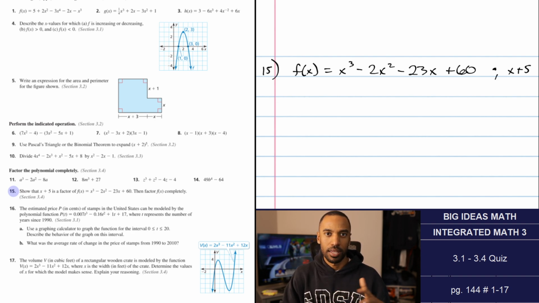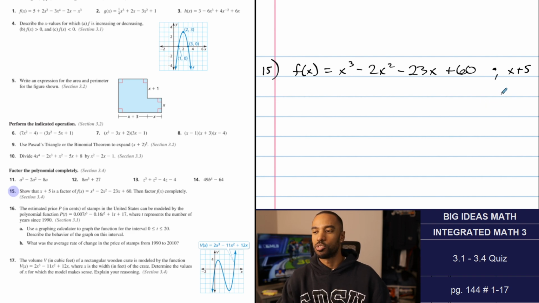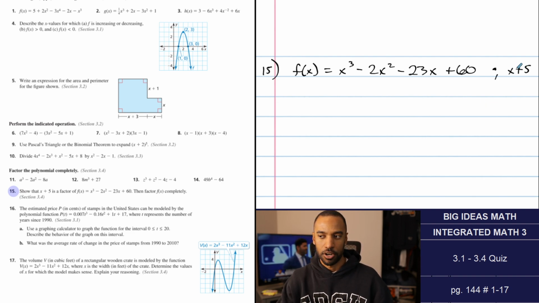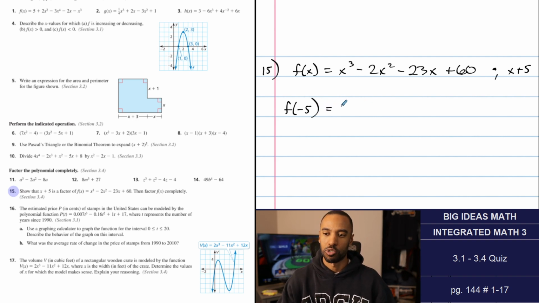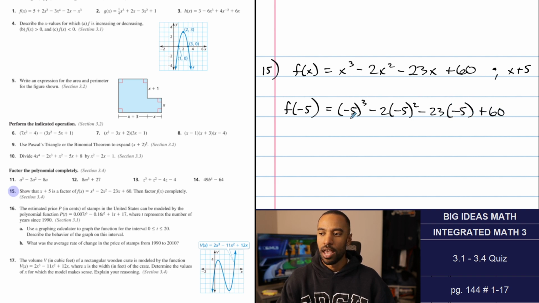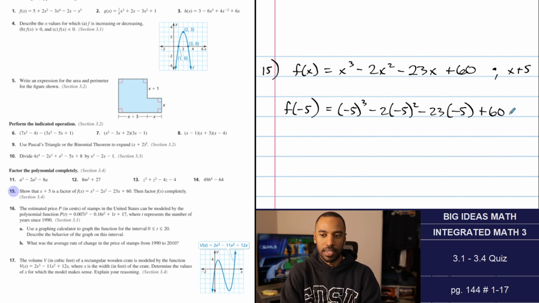To be a factor, that means its 0 would be an x-intercept. When I substitute -5, if I plug in -5 here, I must get 0 out as a result. So here's one check you could do. It's not beneficial to our overall goal of factoring, but it does demonstrate that first part. So if you ever wanted to test it, -5 cubed minus 2 times -5 squared minus 23 times -5 plus 60. And I'll tell you what, I prefer this method if I can use a graphing calculator for it.